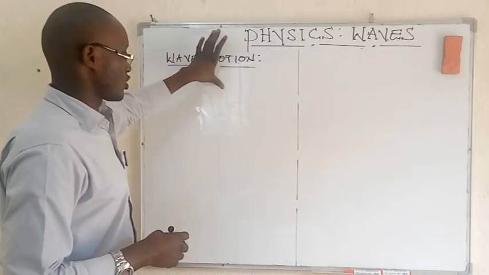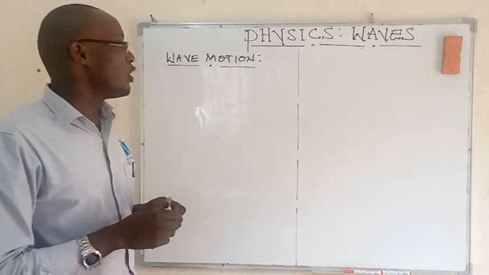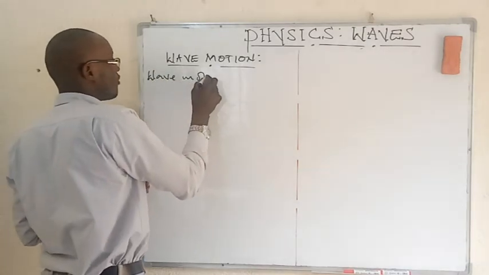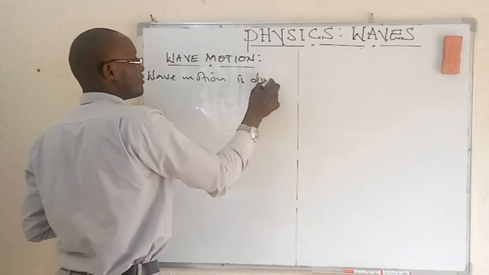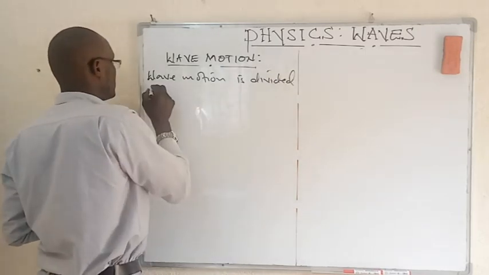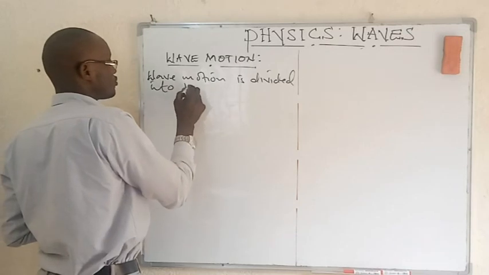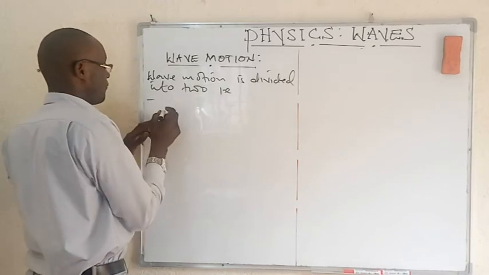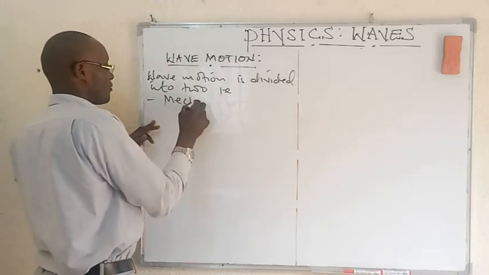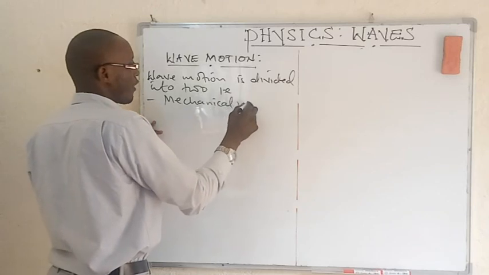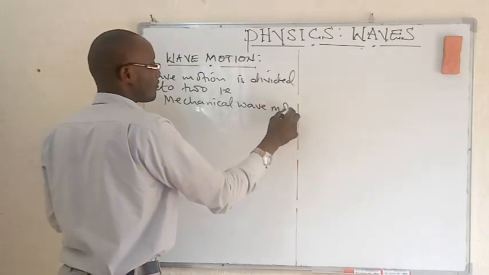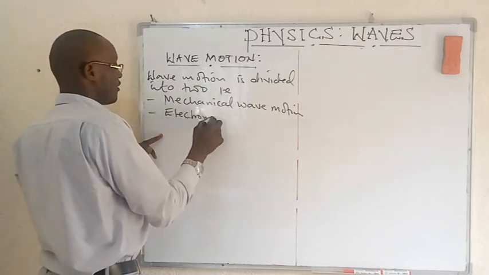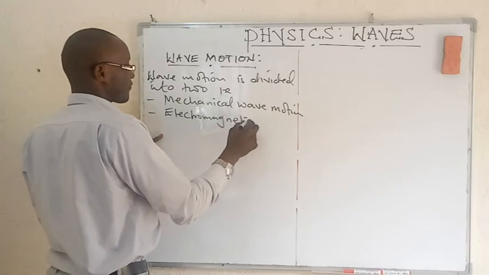Now we are on wave motion. We have started with the real wave motion. We are going to see that wave motion is divided into two categories. The first one is what we call the mechanical wave motion. And then we have what we call electromagnetic wave motion.